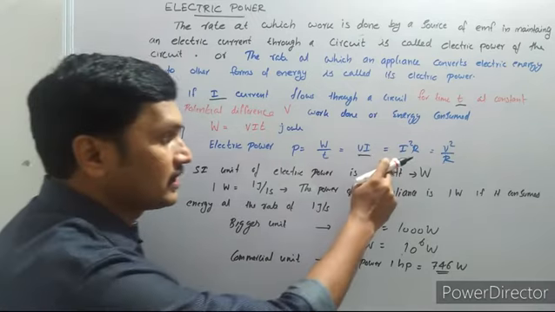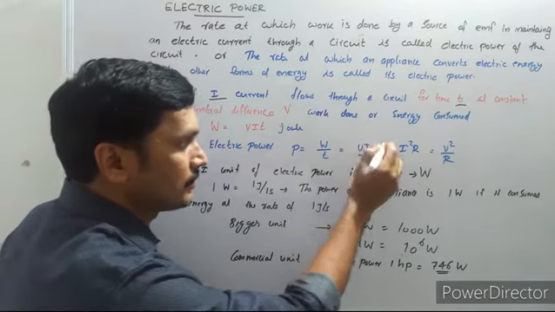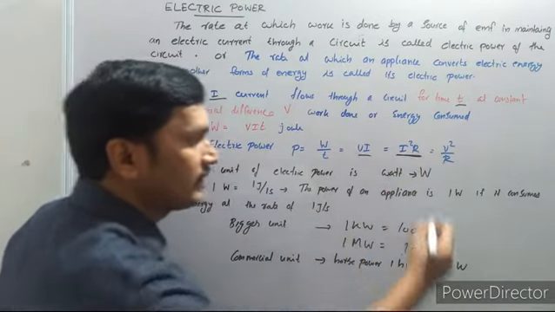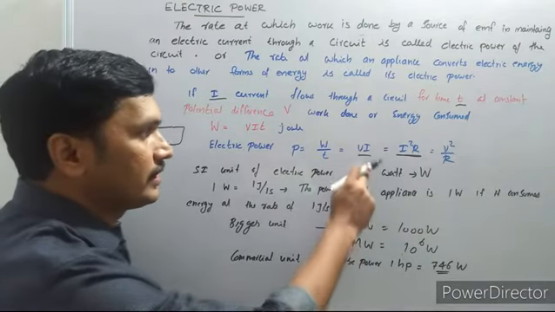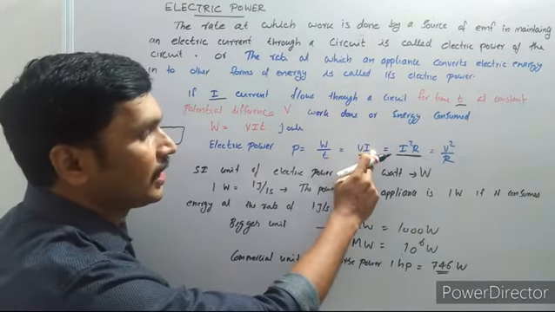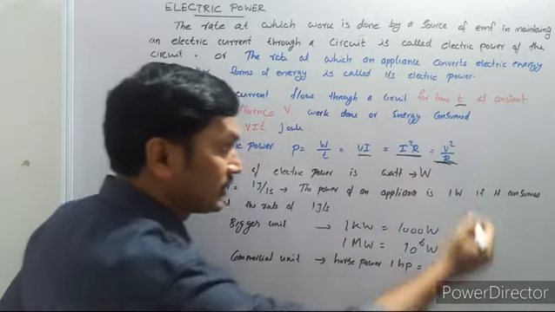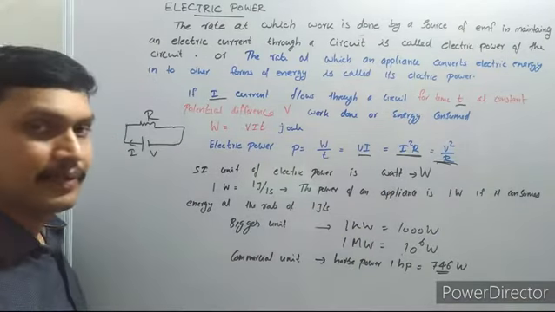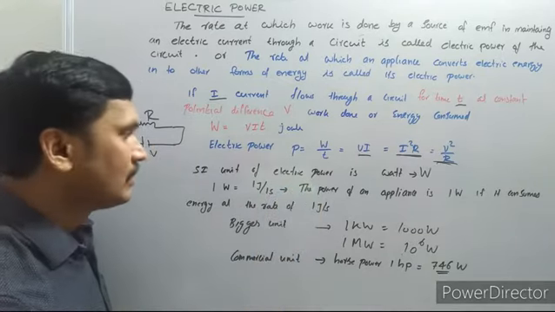And we can rewrite it as, if you substitute V equal to I into R, then it becomes I squared R. And if you write I equal to V by R, we get another form, that's V squared by R. All are expressions for the electric power of a circuit or electric power of an appliance.